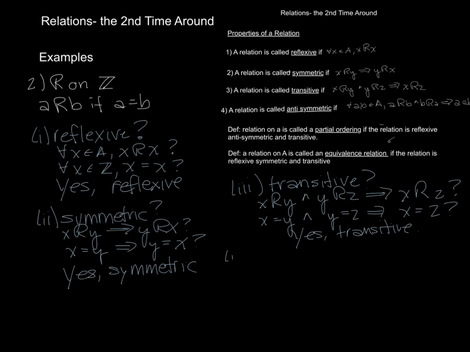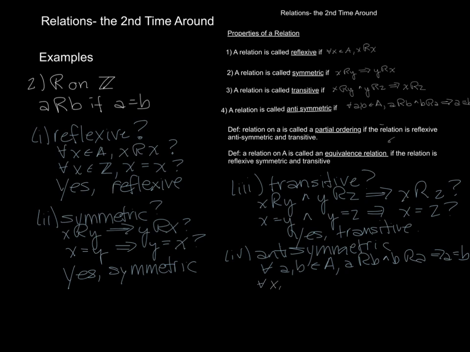Last is anti-symmetric. For all a and b in A, a is related to b and b is related to a implies a equals b. Replacing R with our relation, for all x and y in the integers, if x equals y and y equals x, does that imply x equals y? And that is yes. So this is anti-symmetric.